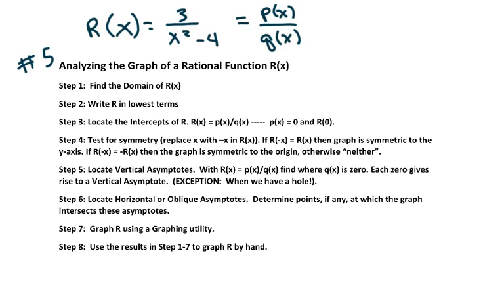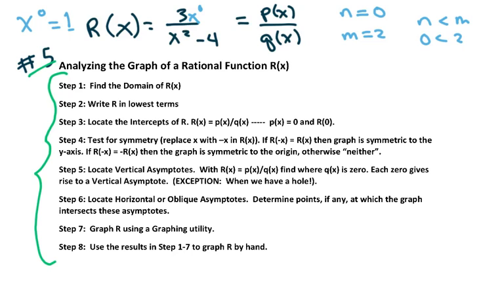The degree in the numerator is 0, because you could write this as x to the 0. Remember, anything to the 0 power equals 1, so 1 times 3 would be 3. So the degree in the numerator is 0, and the degree in the denominator is 2. Since the degree in the numerator is smaller than the degree in the denominator, we have a horizontal asymptote at y equals 0. And this is number 5, so hopefully you watched some of the other ones.